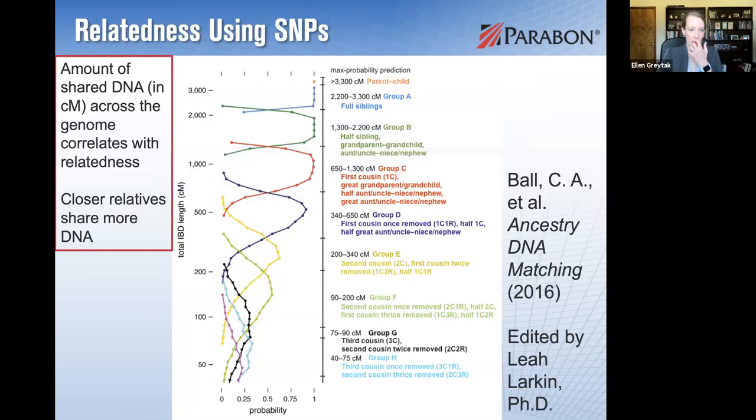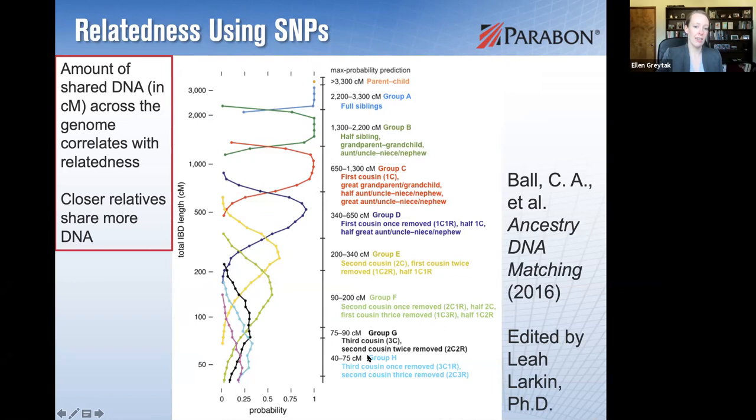So we add up the total amount of shared DNA all across the genome, and that correlates with relatedness. So the amount of shared DNA: parent, child, they share all their DNA, first cousins share less DNA, second cousins less, and third cousins less.